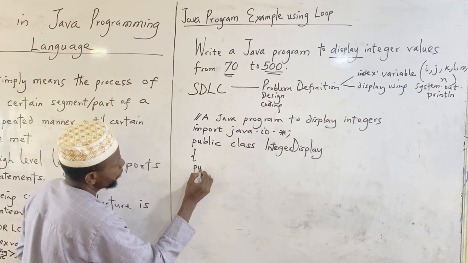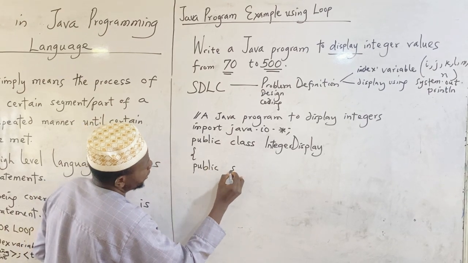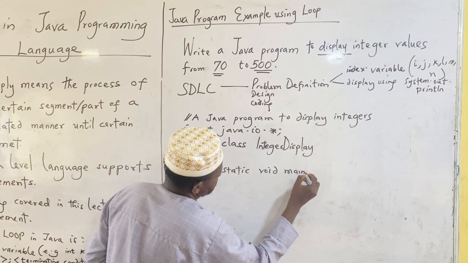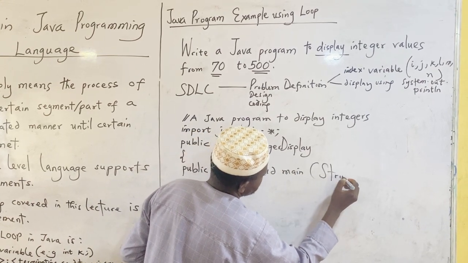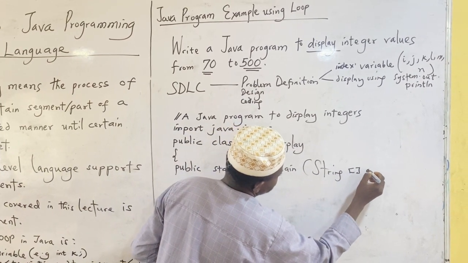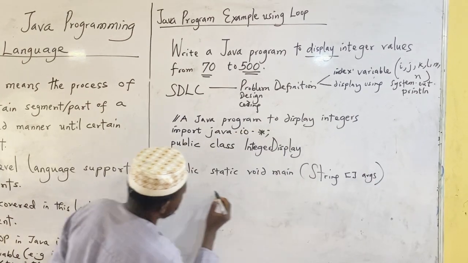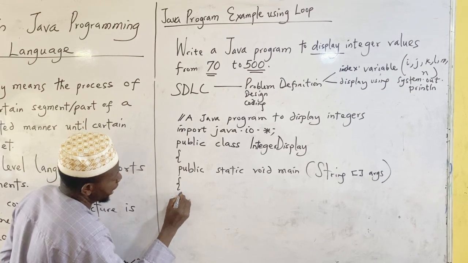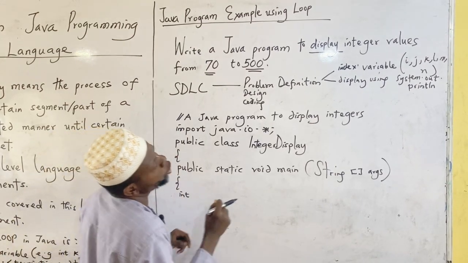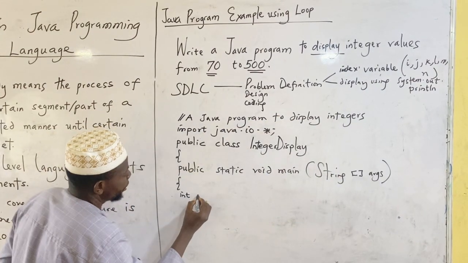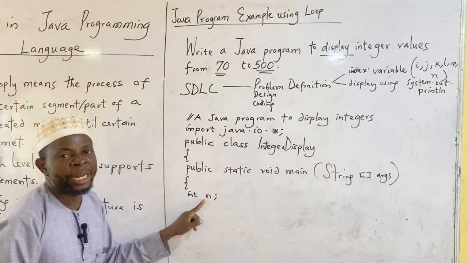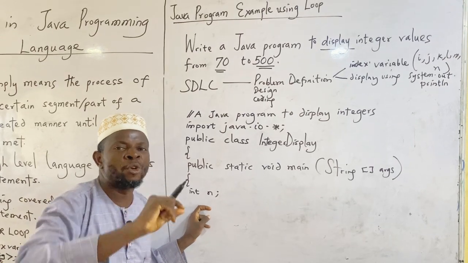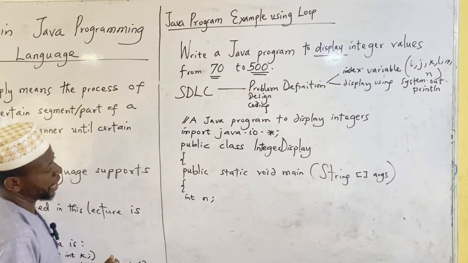And also, you write your main method, public static void main(String[] args), opening brace. And having done that, you declare your index variable, just one variable. I want to use n. Somebody else may use another. This is what we call variable declaration. In the Java programming language, any variable you want to make use of, you must declare it, or else you will have a syntax error.